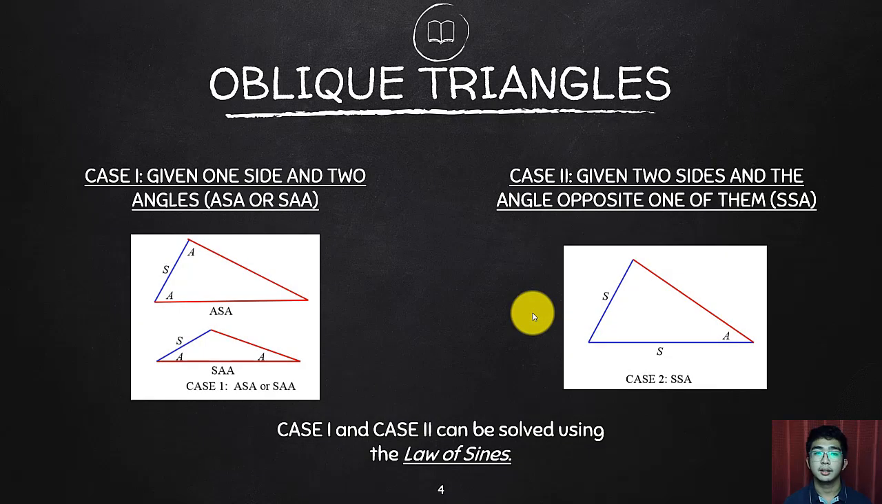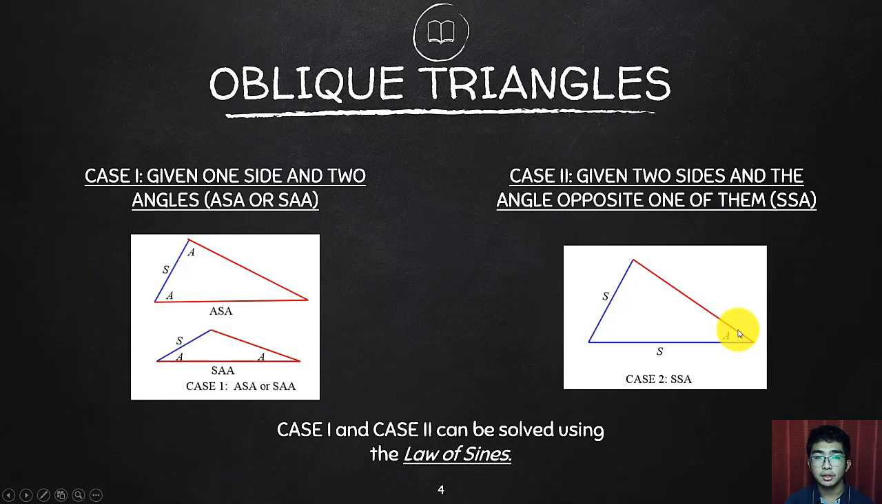So there are 4 cases for oblique triangles. Case 1, when you are given one side and 2 angles, so angle, side, angle (ASA), or side, angle, angle (SAA). Case 2, when you are given 2 sides and the angle opposite one of them, so side, side, angle. Case 1 and case 2 can be solved using the law of sine.